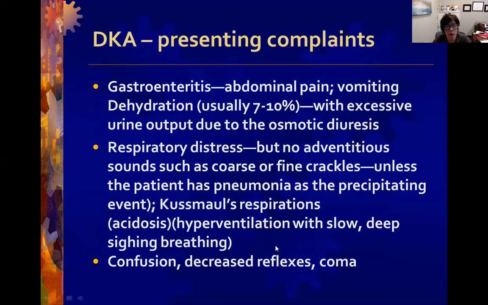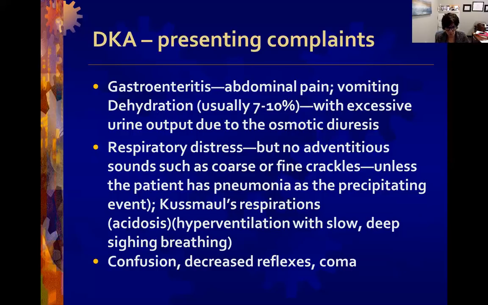So again, DKA, usually it's abdominal pain and vomiting. They start to get dehydrated, with excessive urine output. They go into respiratory distress. And usually what you'll see is Kussmaul's respiration. So remember, they're in an acidotic state.